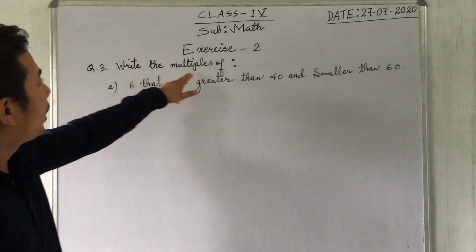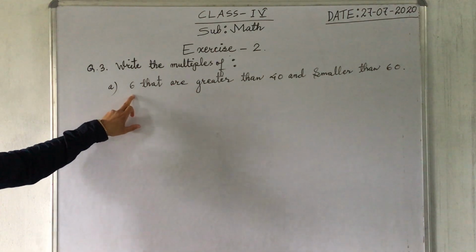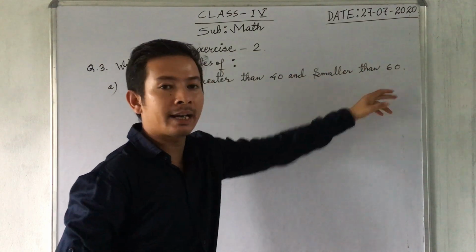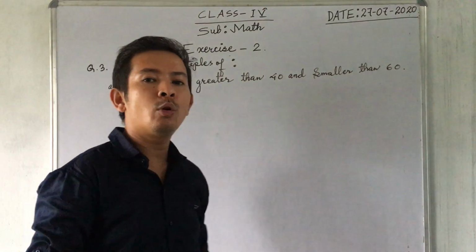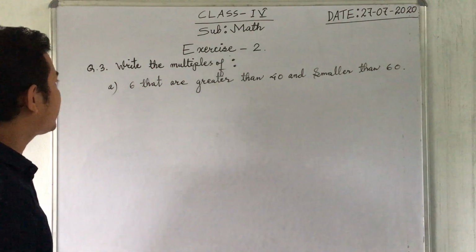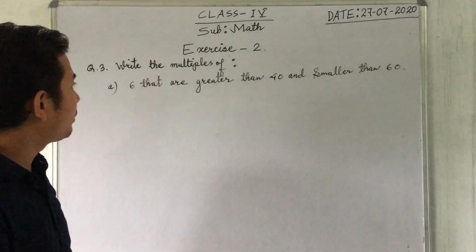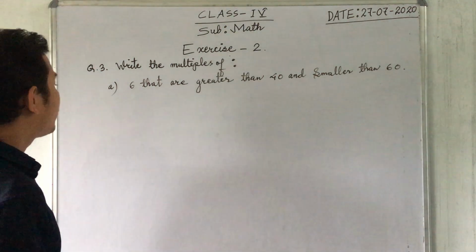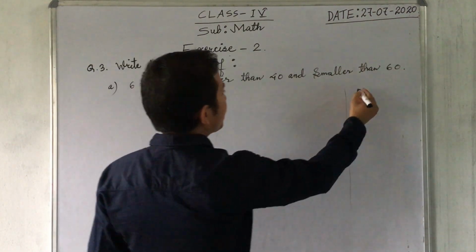They are telling us to write the multiples of 6, that means we need to know the table of 6. Multiples of 6 that are greater than 40 and smaller than 60, that means between 40 and 60. Between 40 and 60 we have to find the multiples of 6. As I already told you in questions 1 and 2, to find the multiples of a particular number, first of all we need to know the table of that number. So what will be the table of 6?